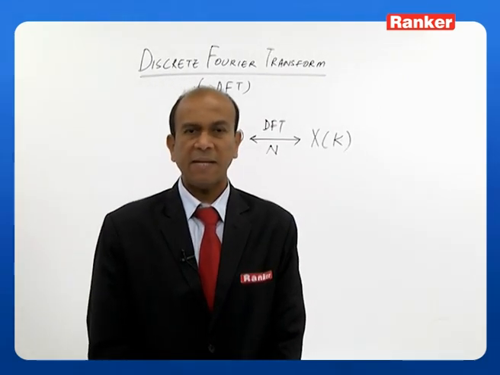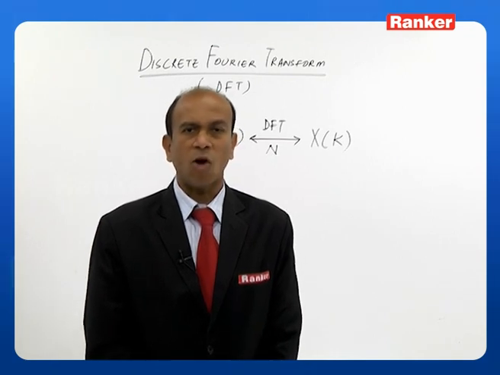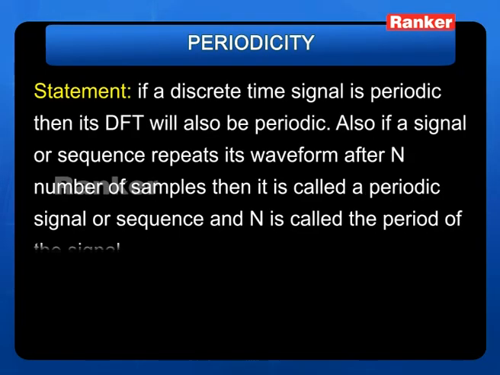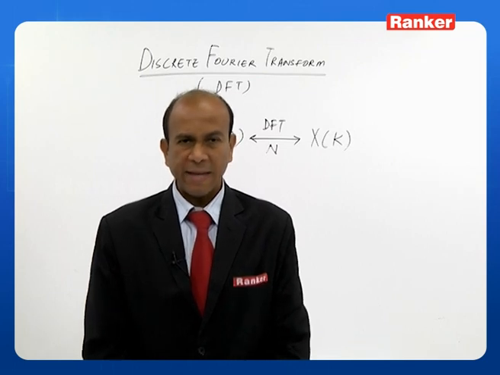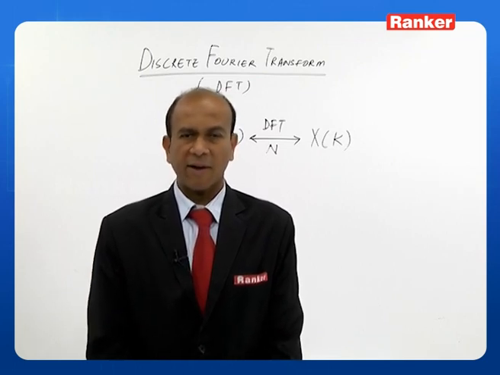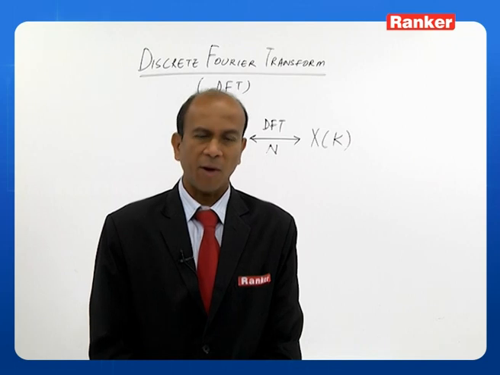The first property is called periodicity. Let us see that. Statement of periodicity: if a discrete time signal is periodic, then its DFT will also be periodic. Also, if a signal or sequence repeats its waveform after n number of samples, then it is called a periodic signal or sequence, and n is called the period of the signal. So as is obvious here, if the input x of n is periodic, then if I calculate the DFT of that, that will also be periodic.